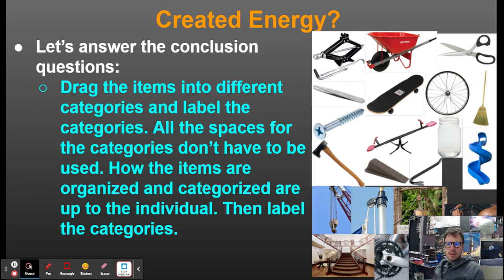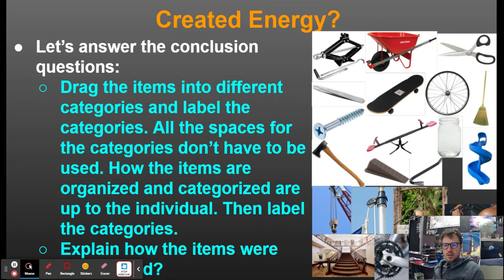In this lab, we looked at 20 different common items and dragged them into different categories, labeling the categories. Not all the spaces for the categories have to be used. There were 6 different categories, but you could categorize them however you wanted. You needed at least 2, then label the categories. Part of this was explaining how the items were categorized. As an example, maybe rigid is one. Some have hinges, but some don't. I would put crowbar, axe, broom in there.